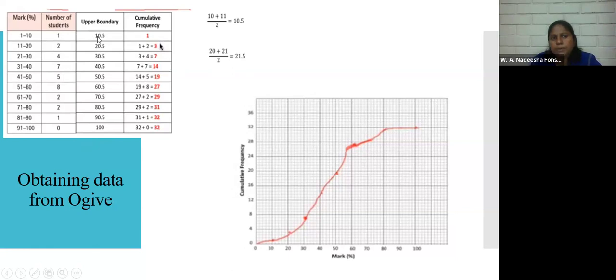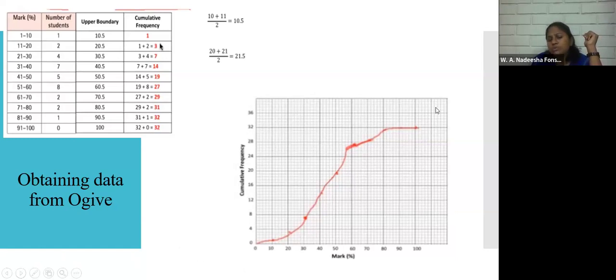Here the upper bound value is 10.5, so its frequency is 1. Here 1, 10.5, the point is here. Then 20.5, 3, the second value. Third value 30.5, 7. It's 7 here. Likewise, you have to mark the data points, and then using freehand, you have to connect these dots. It is like an elongated S.